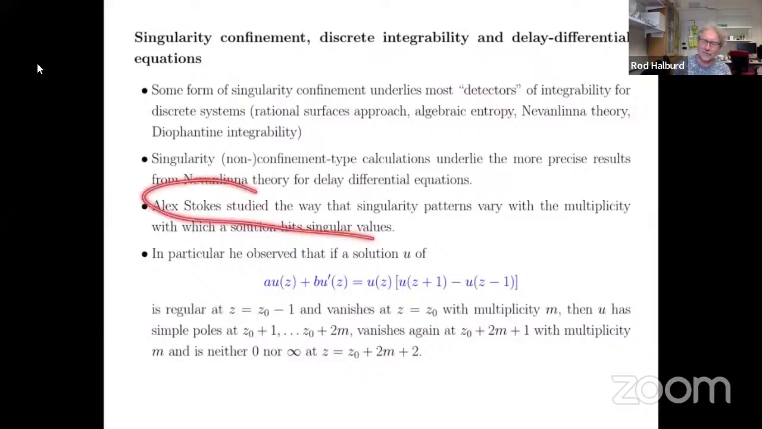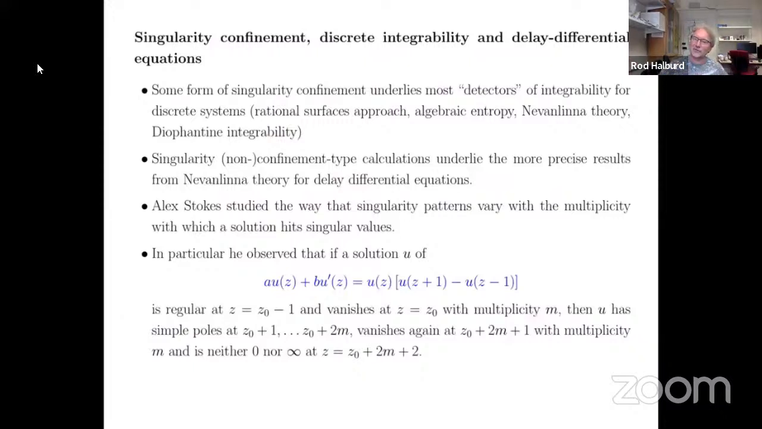So Alex Stokes did a really nice study in his thesis of the different singularity patterns that can arise when you have different multiplicities. So for example, here, if I'm iterating this equation to solve y(z+1), there's a problem when u hits 0. But the difference here is that the singularity structure is completely different depending on the multiplicity of that 0. So what we did before, it doesn't play any role, but here it does. And so, for example, he found that if you hit 0 with multiplicity m, then you'll have a string of 2m simple poles, and then you'll have another 0 of multiplicity m, and then you have a finite value out the other side, which is, again, really nice.